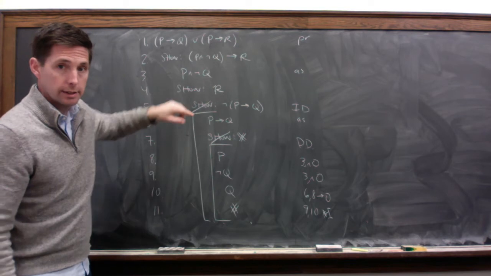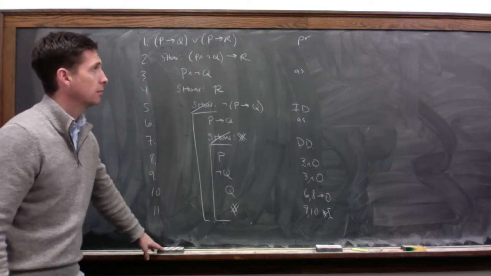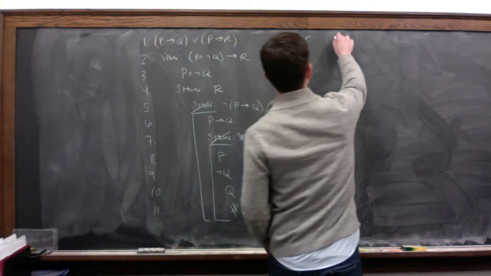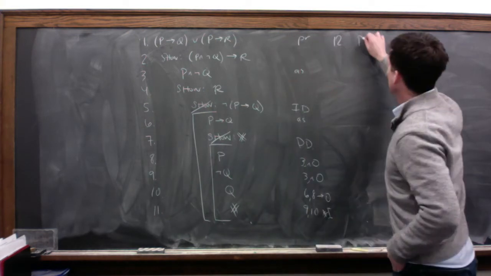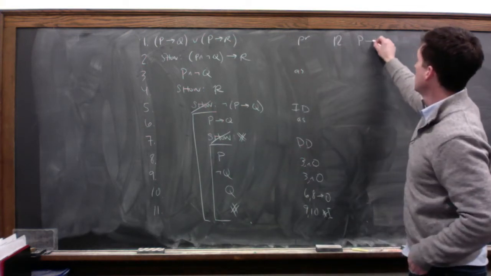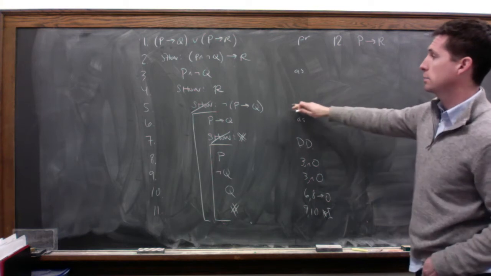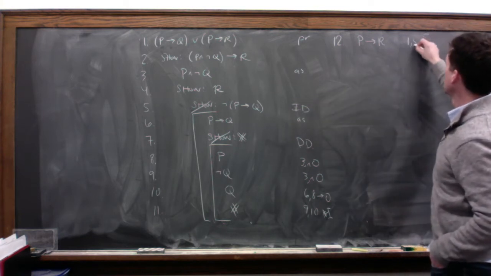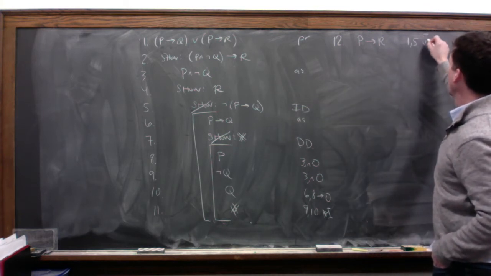I'm going to go ahead and go to the other side because I've kind of run out of room here, but you'd want to continue down below. So line 12, outside of this box now, we're going to get P arrow R. That comes from lines 5 and 1 by OR out.